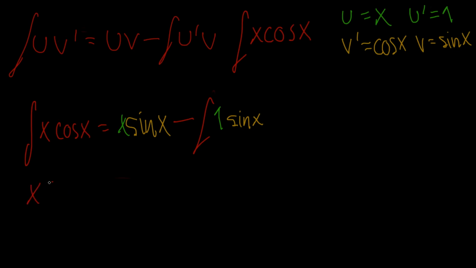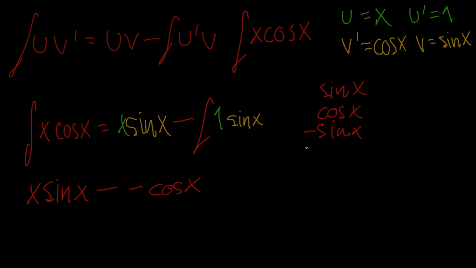The first part is just going to be x sine of x, very straightforward, right? Minus the integral of sine of x, because 1 times sine of x is just sine of x. And we know that the integral of sine, right, is negative cosine, negative cosine x. And if you don't remember those rules, just as a refresher, right, sine of x's derivative is cosine of x, cosine of x's derivative is negative sine of x, the derivative of negative sine of x is negative cosine of x, and the derivative of negative cosine of x is sine of x, which means that the integral of sine of x is negative cosine x.